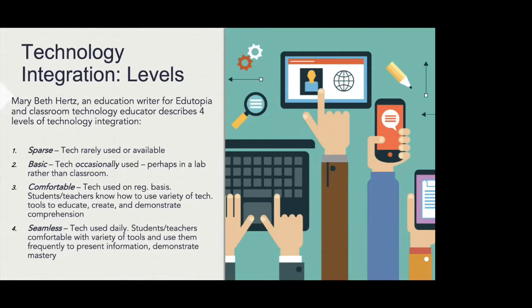So we've got sparse, where technology is rarely used or even available in your classroom. A basic level of technology integration, which is where technology is occasionally used. Maybe you have a computer lab at your program that students have access to, or sometimes you wheel out the laptops or you wheel out the iPads. So you do use it, but it's maybe not routine. It's not something that occurs frequently.